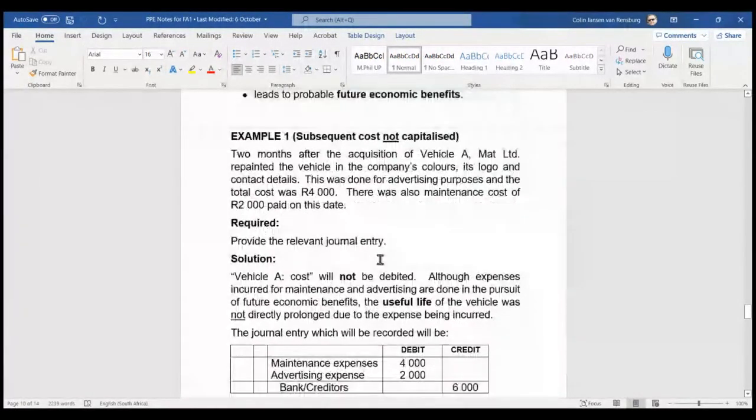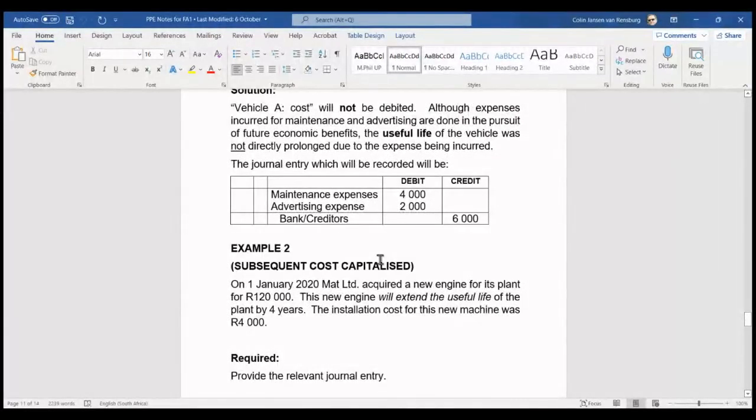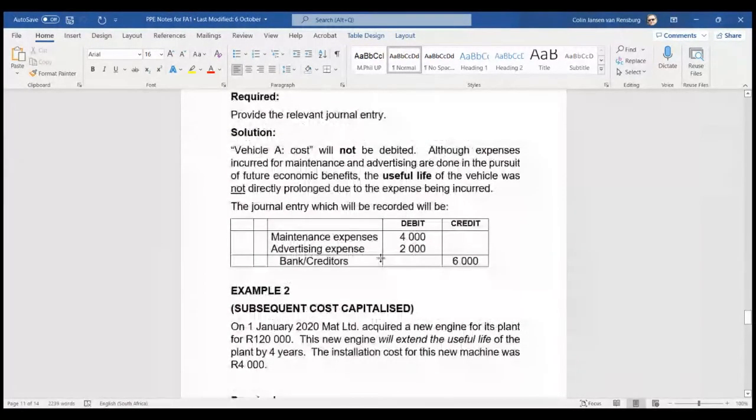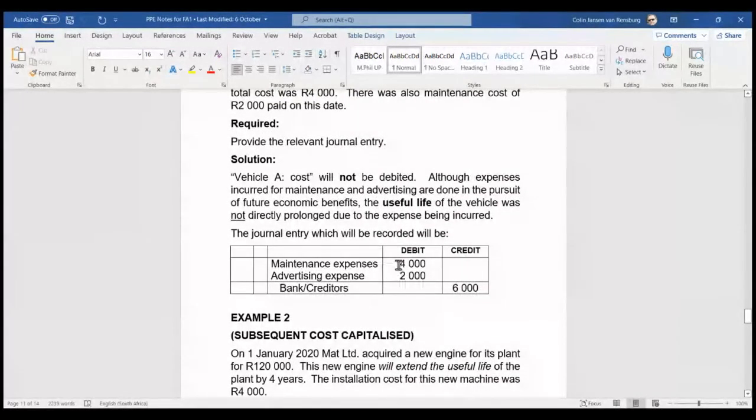So there, where we do a journal entry, we see that for the painting of the logo and the contact details, I think that should be the other way around actually. Now the maintenance was 2,000. Sorry, let me just change that. 2,000 and the advertising expense 4,000. Sorry about that. Now that's already in your notes. It's already been uploaded, so you must just remember that so that it doesn't confuse you. But I will just save it on for future reference.